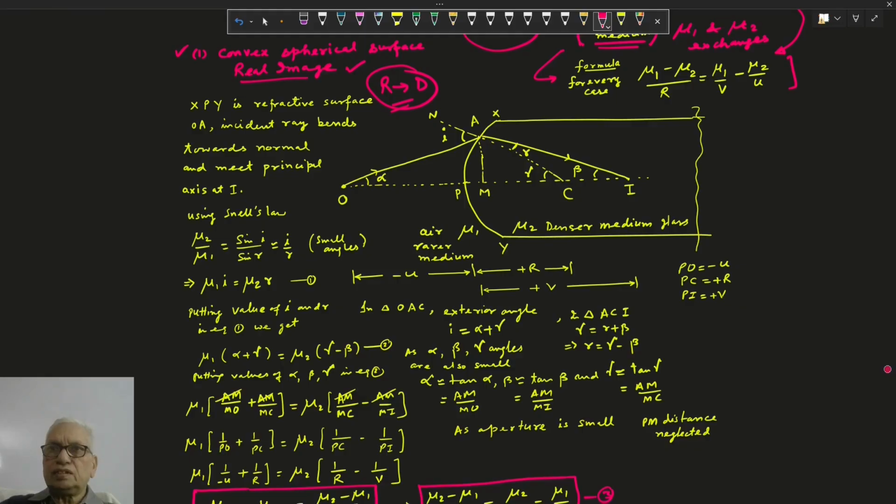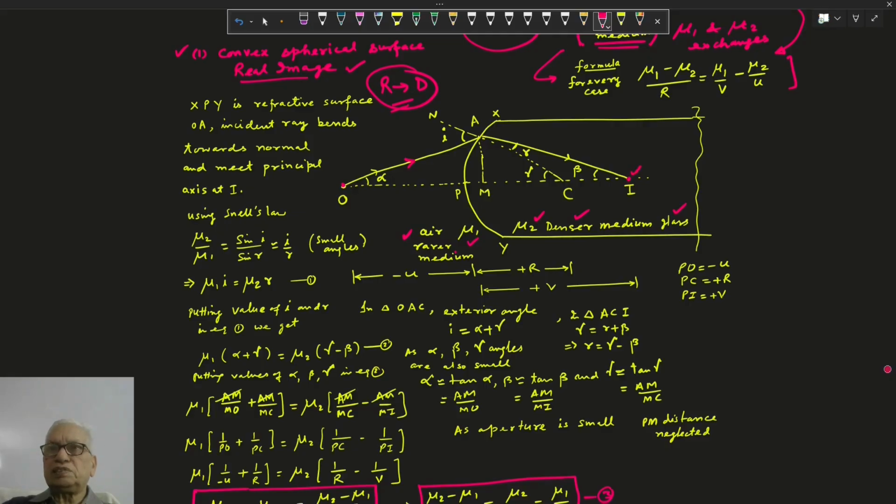Let us say this is air, the rarer medium, with refractive index mu1, and this is the denser medium, glass, with refractive index mu2. So this is the object here. OA is the incident ray. As it is entering from rarer to denser medium, it bends towards the normal and meets the principal axis really. So this is called a real image.